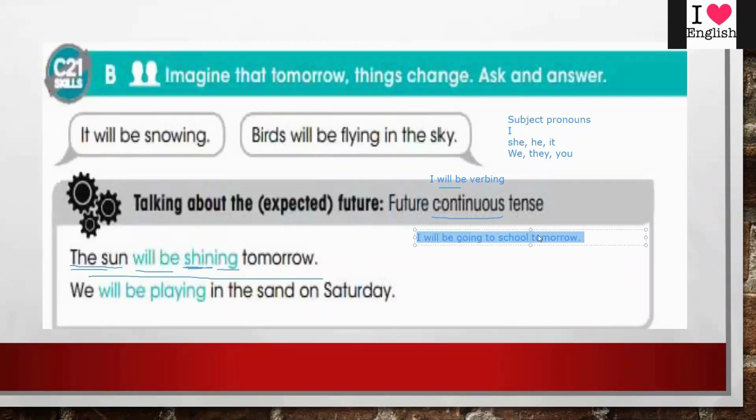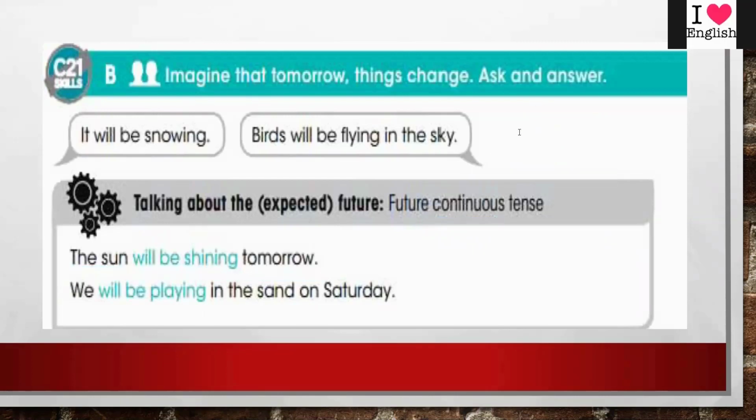Who's going to give me any sentence using the future continuous tense? Yes, we will start. Serene, yes? It will be raining tomorrow.